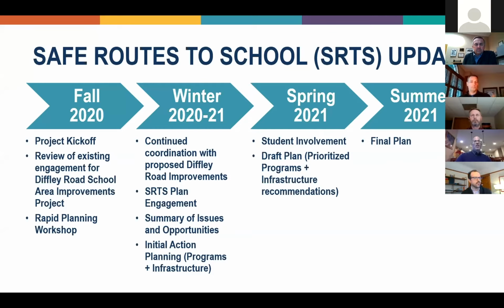Working on some additional engagement for that comprehensive approach to Safe Routes to School planning. Have a summary of issues and opportunities, and then have some initial action planning based on the future conditions of Diffley. In the spring, we're planning to do some more student involvement on the Safe Routes to School plan and develop a draft plan for prioritized programs and infrastructure. And then, as I mentioned, have a final Safe Routes to School plan by June of this year.